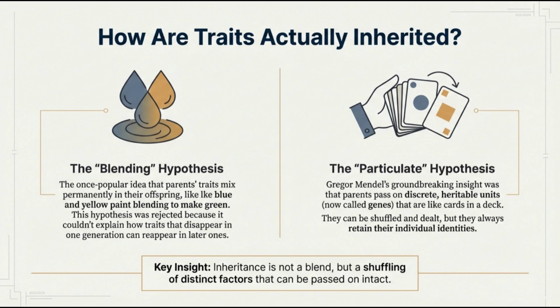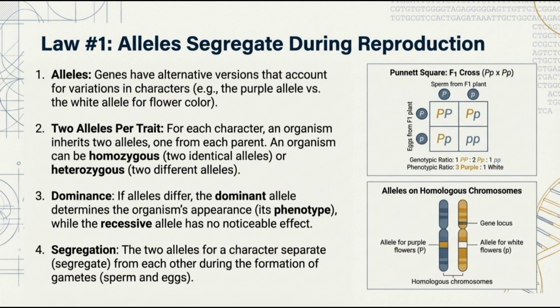I love that analogy that genes are like cards in a deck. You can shuffle them, deal them out in a million new hands, but the ace of spades is always the ace of spades. That's the core insight. Inheritance is a predictable shuffling of distinct factors, not an irreversible blend. And that understanding underpins everything we're going to talk about. So it allowed him to establish the rules for how those cards get shuffled, which brings us to his first big law. Law number 1: alleles segregate during reproduction.